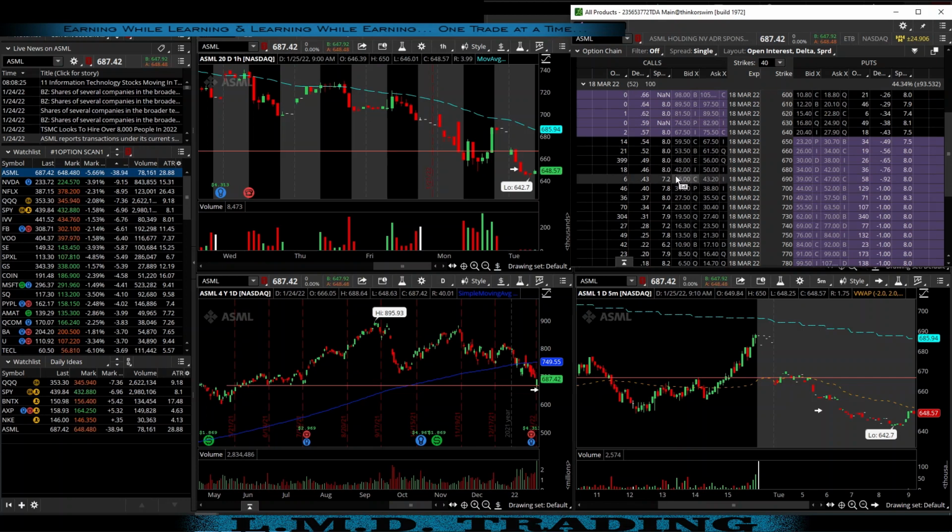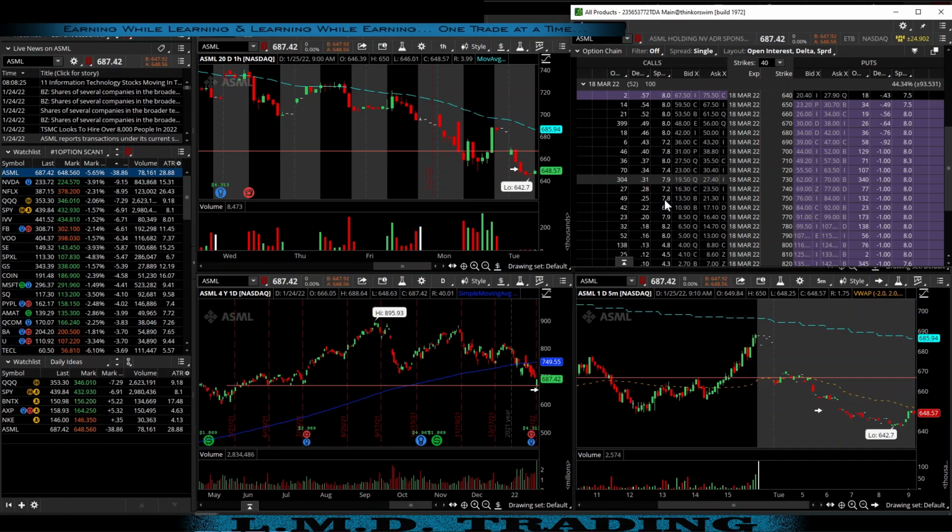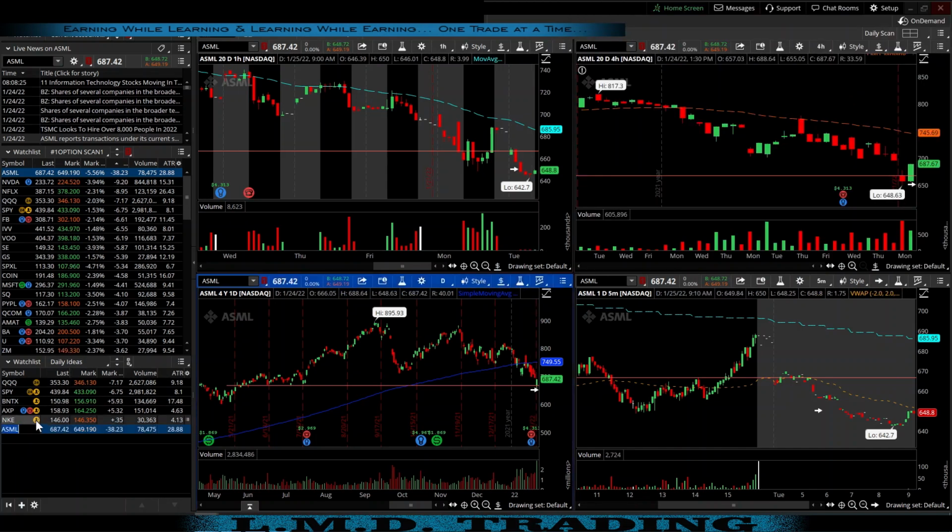So looking at ASML, I would not touch it for an option play. Low open interest, that's the delta I want to be at. And look at the spread. $7 spread. That's $700 to get in or out of that. So we'll remove that one right there very quickly.